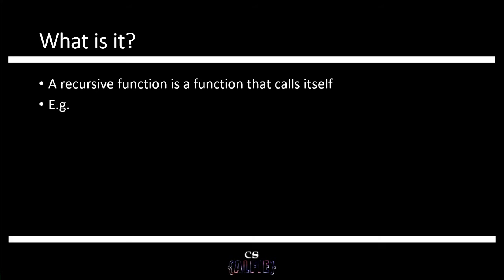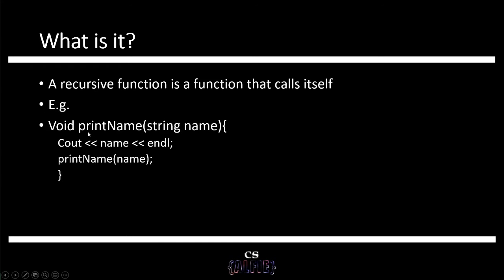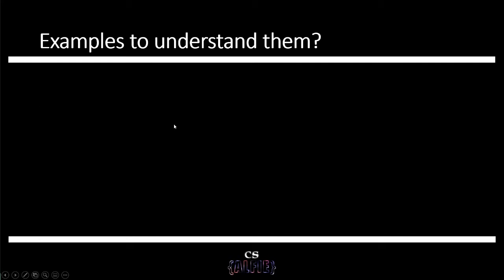So for example, we have a function called printName, which takes in a parameter of the name, and as you can see in the function body, it calls the function printName, which is itself. So a recursive function is just a function that calls itself.